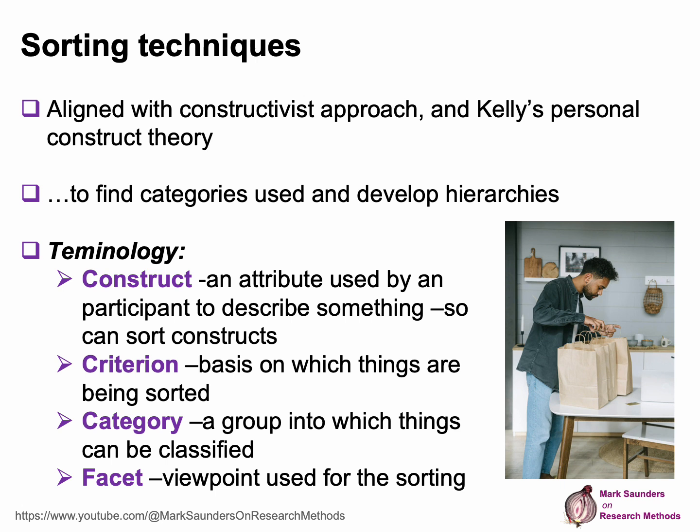And in terms of the terminology associated with sorting techniques, we have a construct. That's the attribute used by the individual participant in research terms to describe something so that they can sort constructs. Then we have the criterion. That's the basis on which things are actually sorted. The category or categories that people classify the objects or the pictures or the cards into. And then the facet, the viewpoint by which the sorting is actually being undertaken.